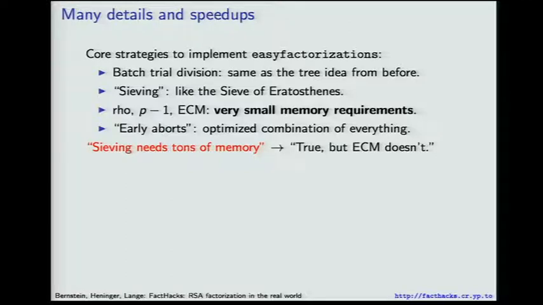I do want to emphasize one fact about these methods, the boldface, very small memory requirements. You can use the elliptic curve method that you heard about before to figure out easy factorizations using very little memory, which means you can build a chip like an FPGA or special purpose ASIC. You can have thousands of little ECM units running in parallel. So you can really massively parallelize this easy factorizations function.